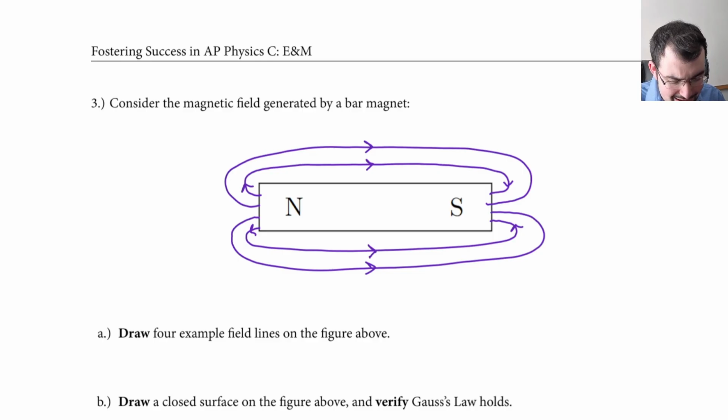So it says draw a closed surface anywhere on the figure above and verify Gauss's law holds. So I'm just going to draw a cylinder, maybe right up here. So this is going to be what's called a Gaussian surface. This is our name for fake surfaces we draw to illustrate something.